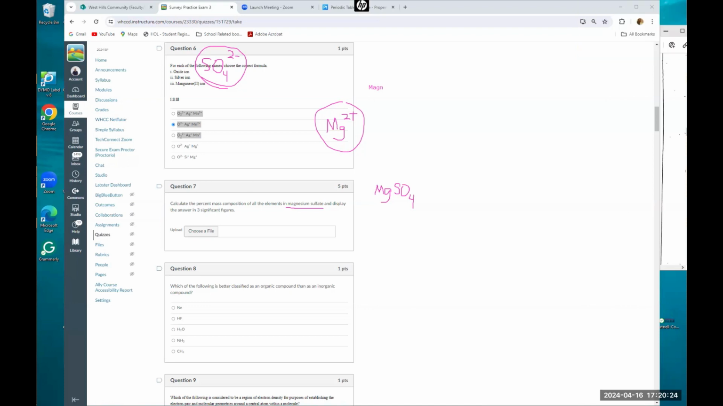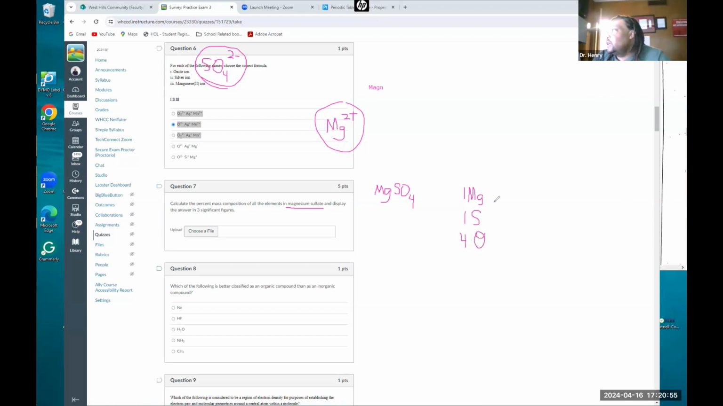Okay, now that we have our chemical formula, what we're going to do is take the mass of the whole compound. So how many magnesiums do we have again? 1. How many sulfur do we have? 1. And how many oxygens? Is that 1 or 4? 4. Yeah, so we have 4 oxygens.